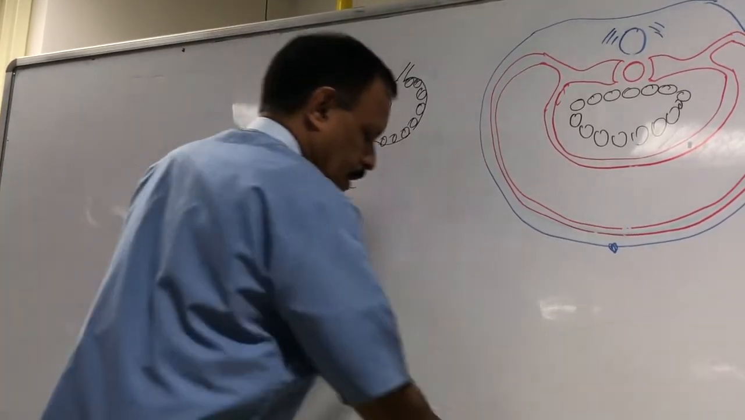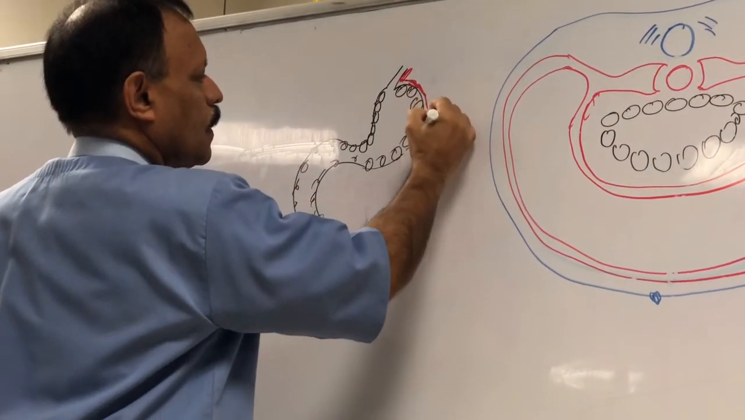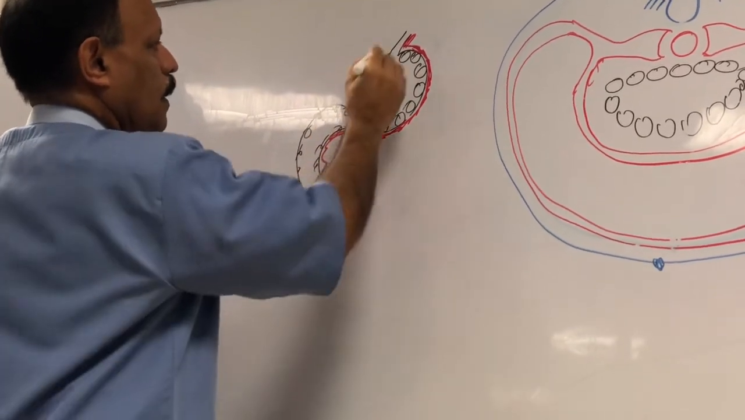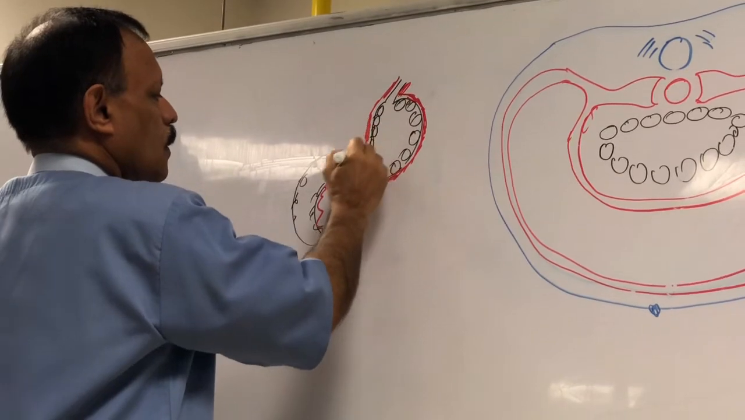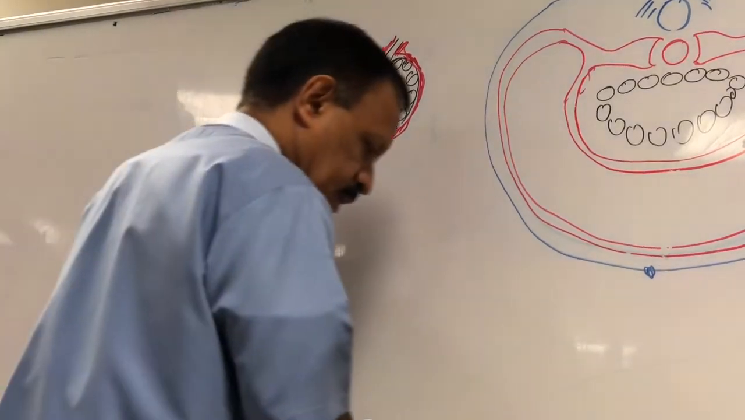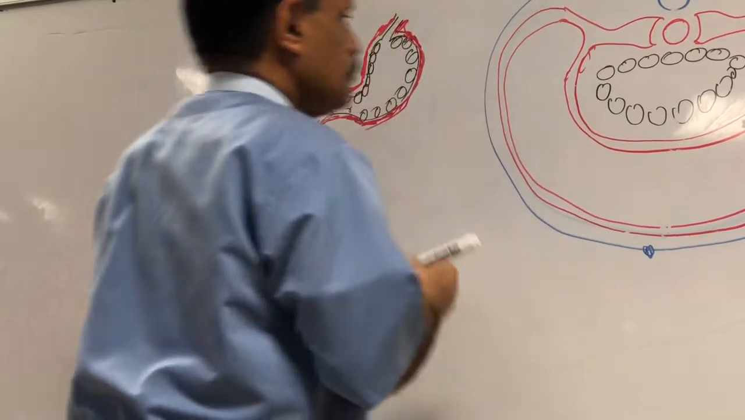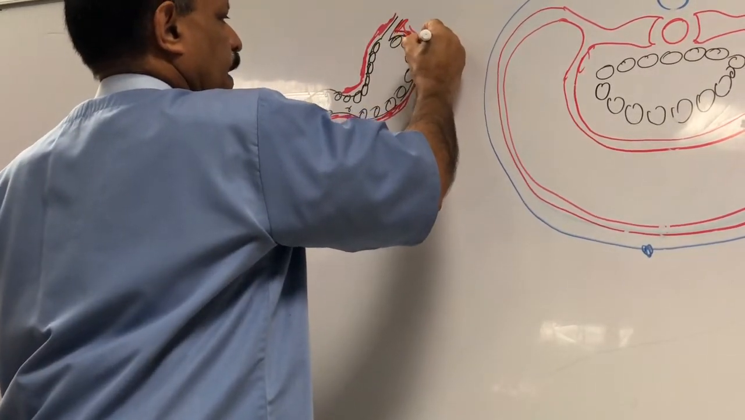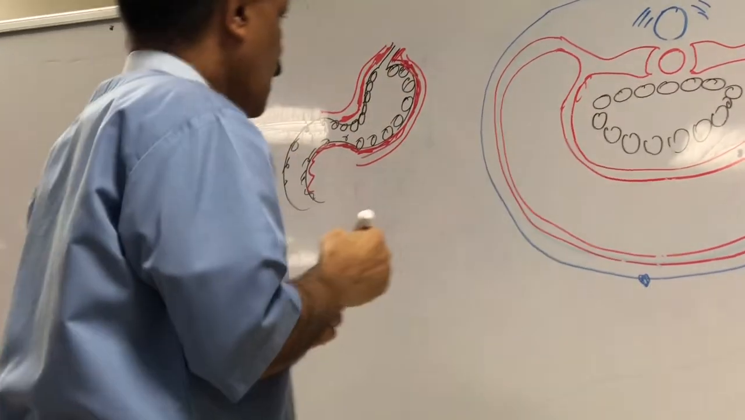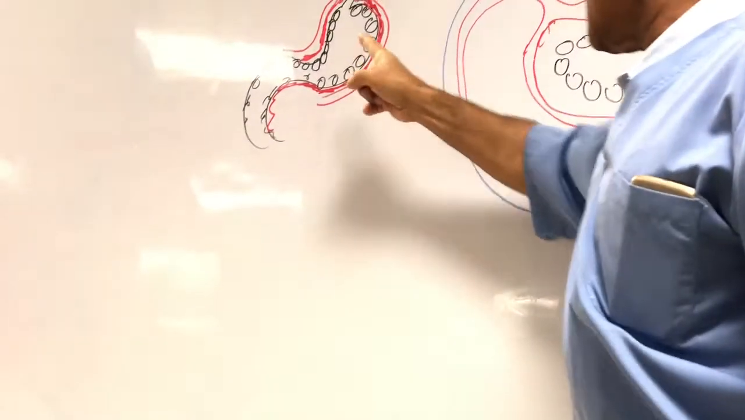And then the stomach has some smooth muscle, isn't it? Stomach has smooth muscle. And then it is covered by a membrane, which is the serous membrane, okay, which is called the visceral peritoneum. This structure and this structure is the same.